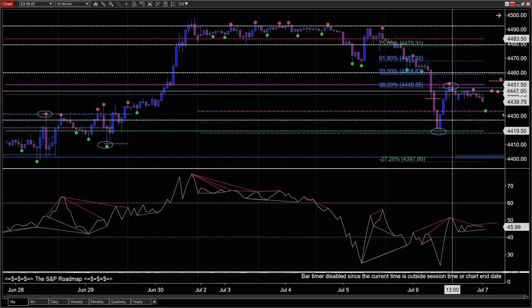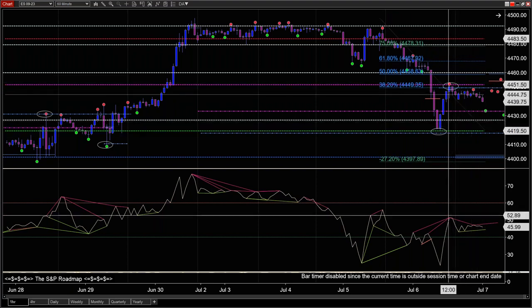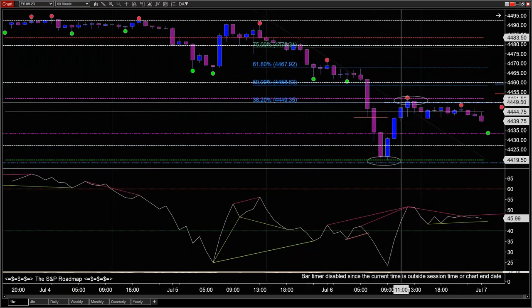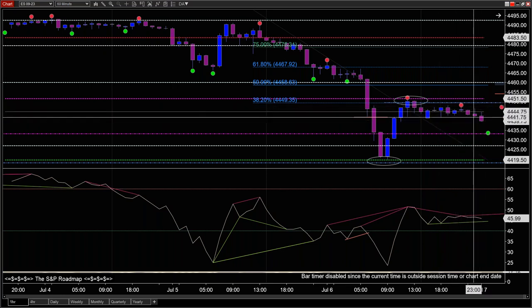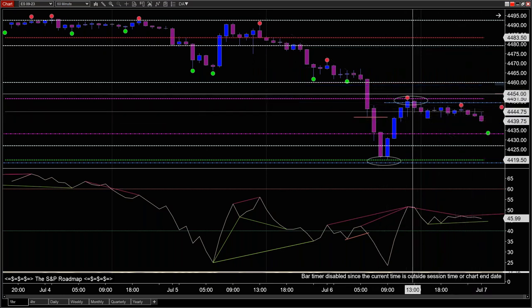We came right to the 38% retracement. You see it circled there. Go ahead and zoom in a little bit more. And we failed and sold off going into the overnight session of July 7th. So, beautiful hold off the 38 there.